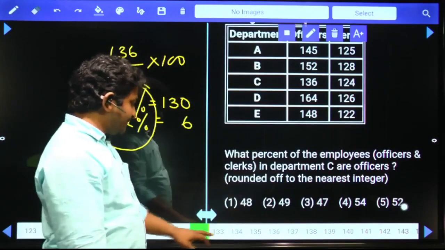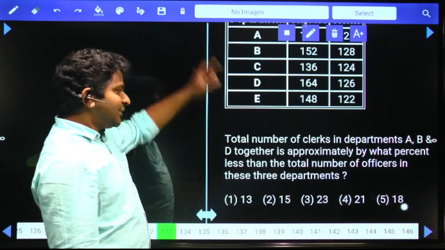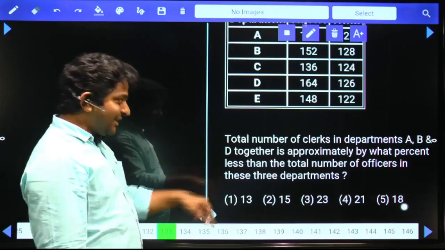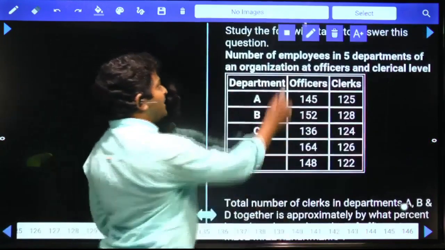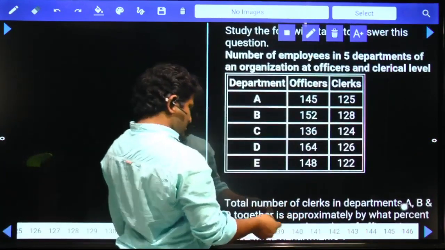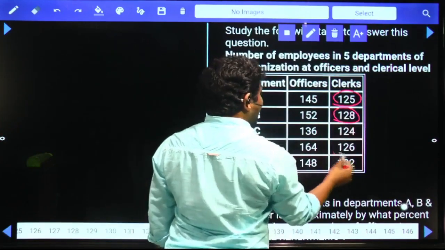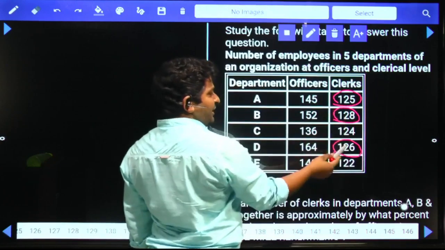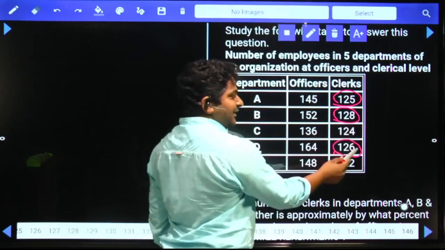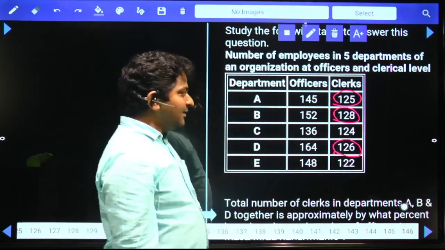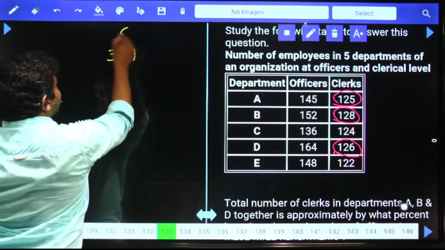Fifth option answer. Number of clerks in department ABD together is approximately what percentage less than total number of officers in these departments together? ABD, clerk in ABD, A, B and then D. 120, 120, 120. First of all, 360. 5 plus 8, 13. 13 plus 6, 19. 360 plus 19, 379. These are all clerks.